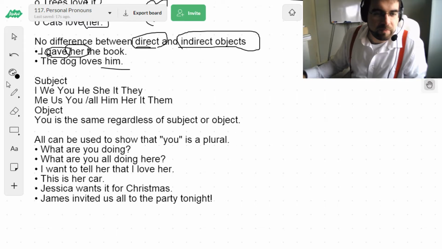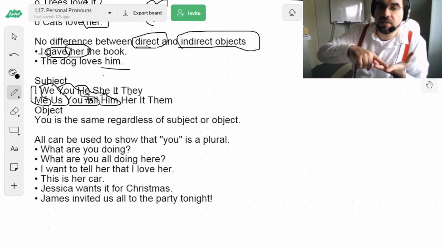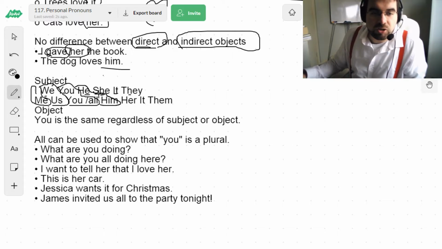Oh, it's the same. I, we, you, he, she, it, they. And they change. I turns into me. We turns into us. You is always you or you all. He is for him, depending if it's the subject of the sentence or the object of the sentence. She turns into her. It is always the same, it. And they turns into them.